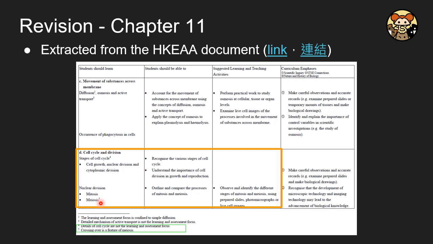However, you have to remember the importance of these 2 processes and also how genetic variation can be introduced in meiosis. So this will be the end of this revision material.